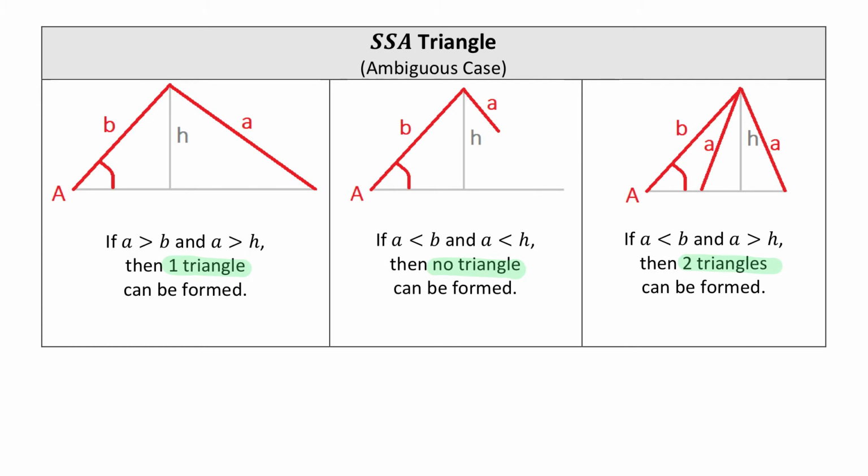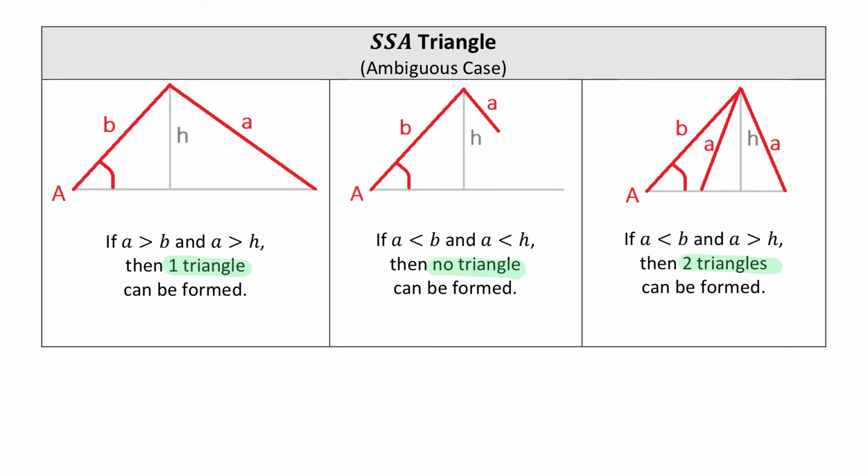But in the third case, if side A is less than side B, but it's greater than the height, then two triangles can be formed. And that is because this side A can be closed to the left of the height or to the right of the height. So then, one of the triangles formed could be this one, and the other one could be this one.